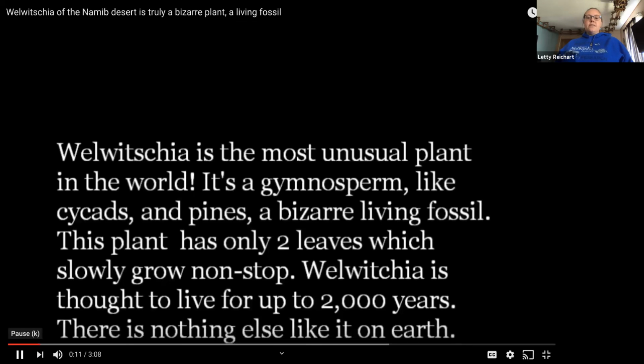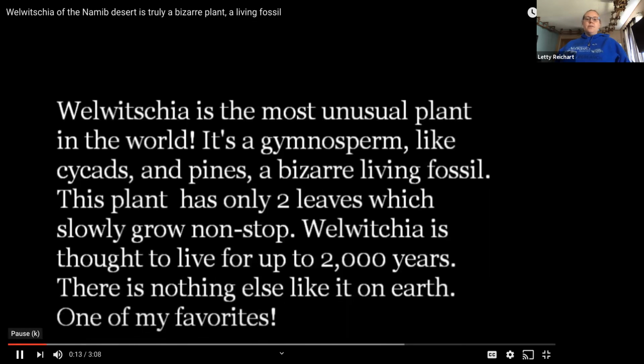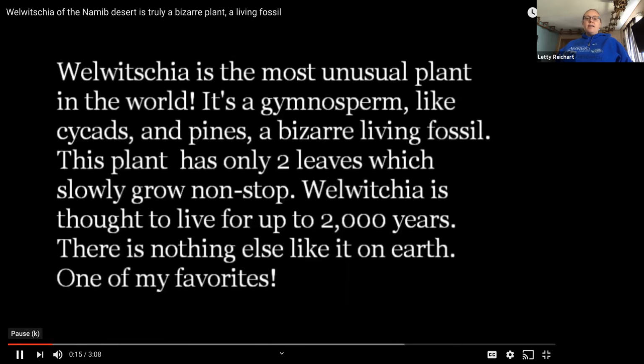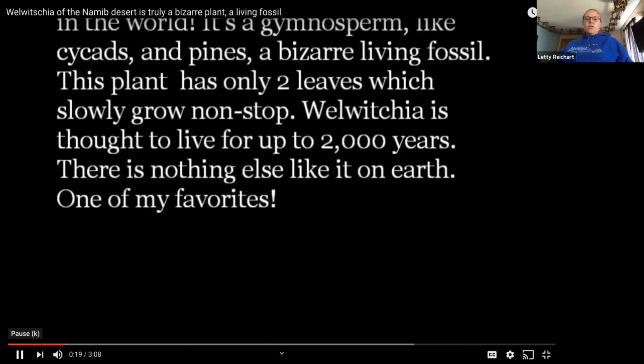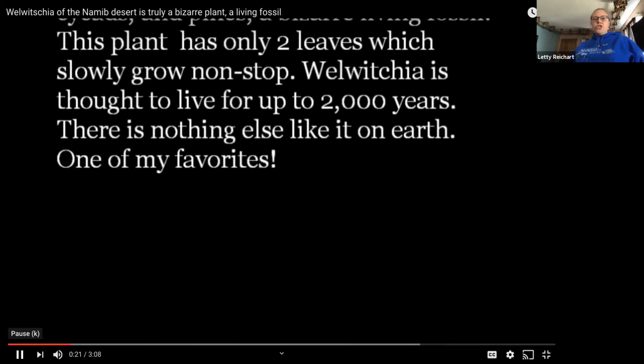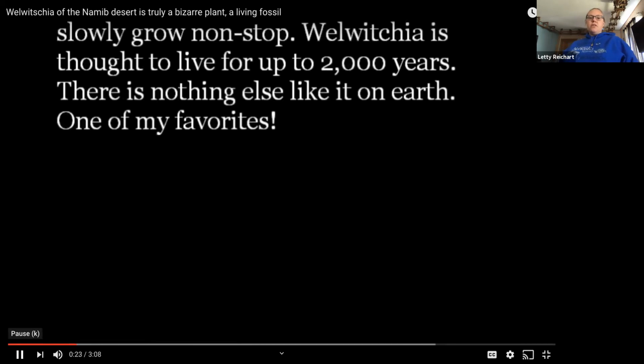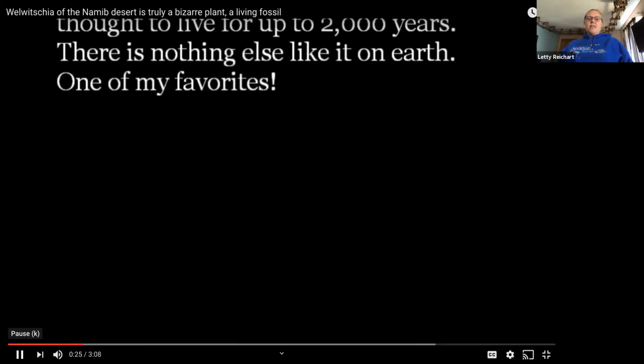So Welwitschia is the most unusual plant in the world. It's a gymnosperm, like cycads and pines, a bizarre living fossil. This plant has only 2 leaves, which slowly grow nonstop. Welwitschia is thought to live for up to 2,000 years. There's nothing else like it on Earth.